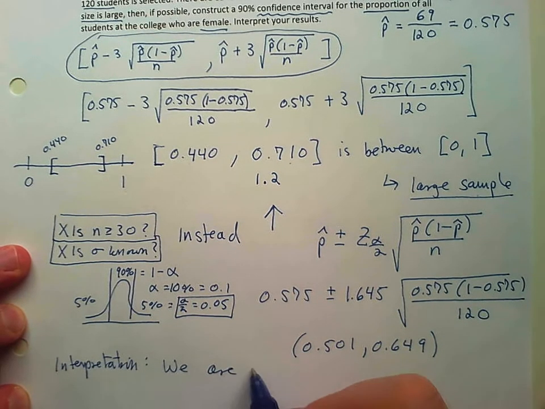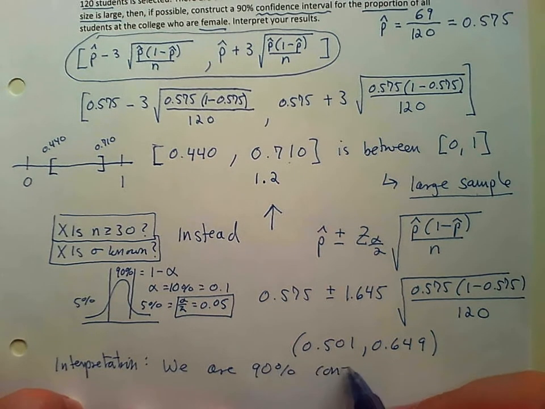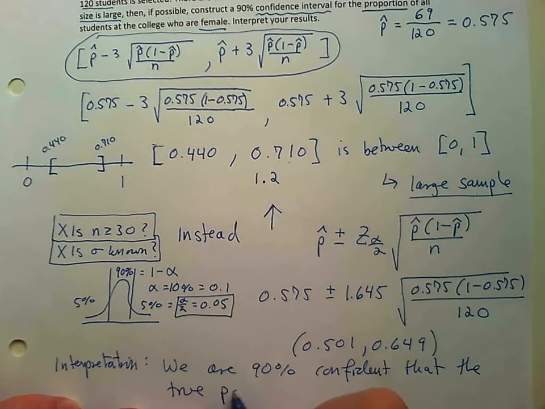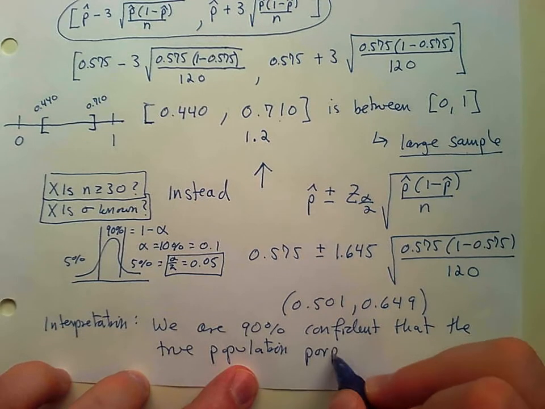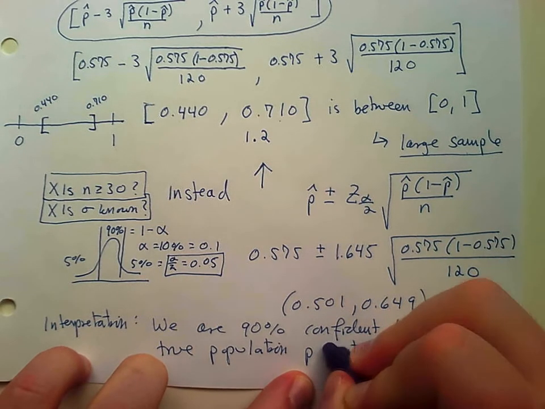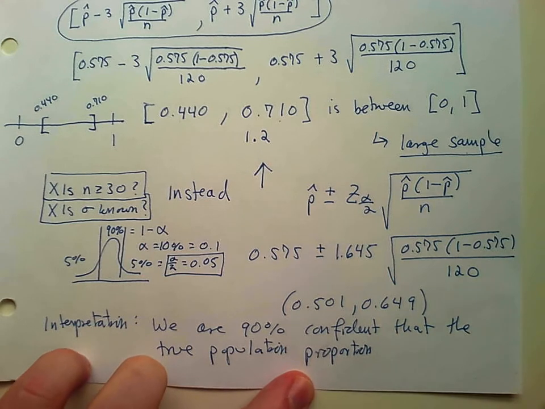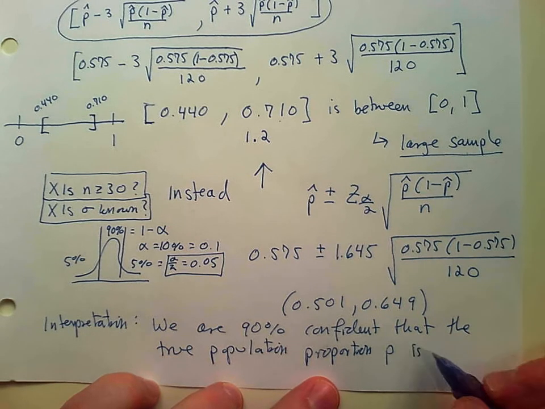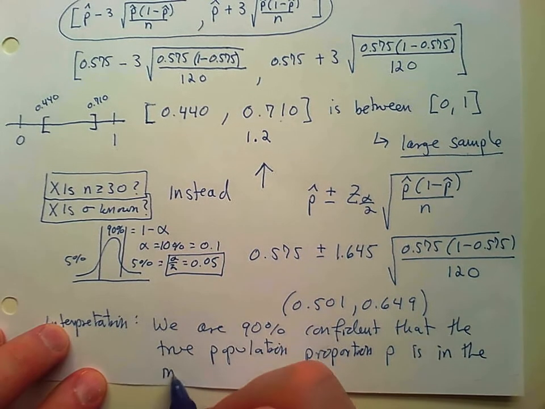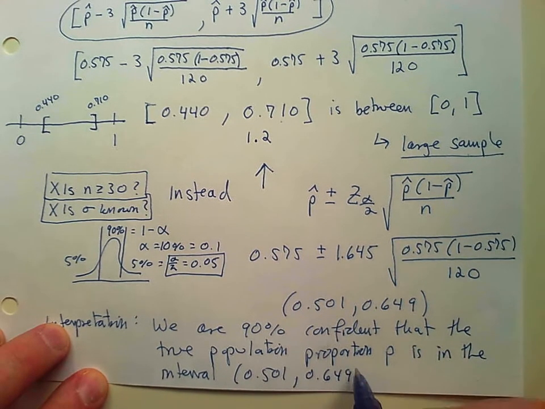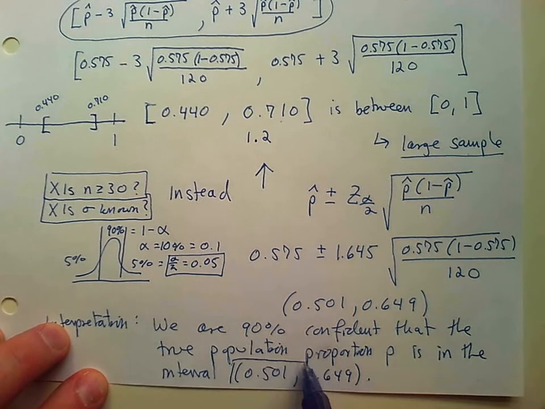And that is, we are 90% confident that the true population proportion, P, is in the interval 0.501 to 0.649, which is what we just calculated out.